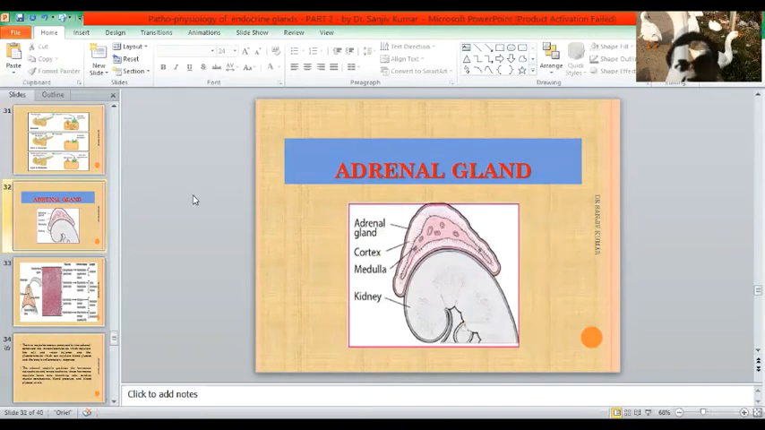Now moving to the adrenal gland, it is found like a crown. It is located over the tip of the kidney. This is the kidney, and just like a crown, the adrenal gland is found over the kidney. And it is divided into two parts. The outer part is called the cortex, and the inner part is the medulla.